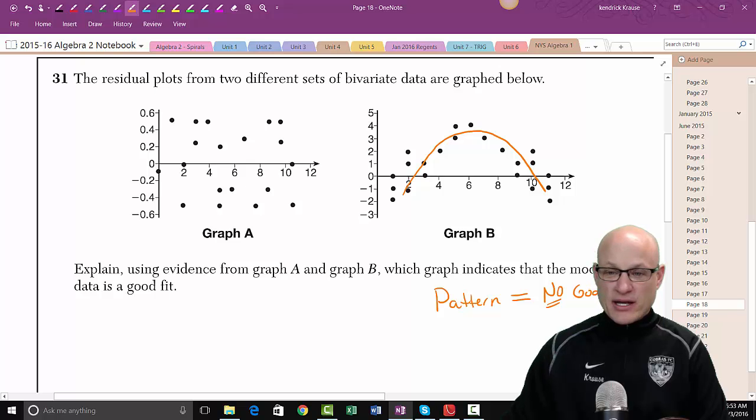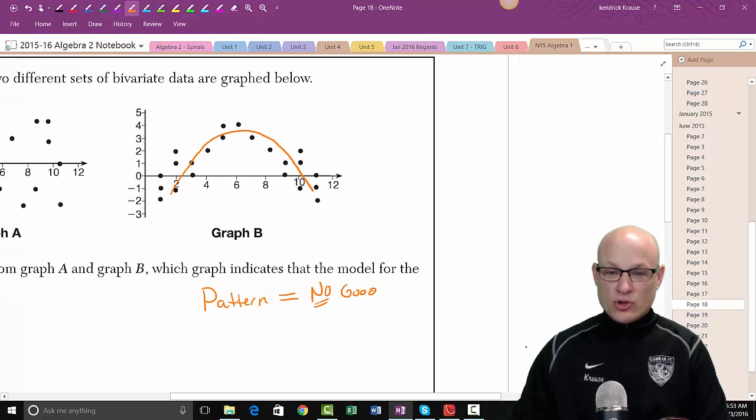I think I just put that behind my head. See, no, and I wrote goo, not good. Because there's no goo, no gooey.